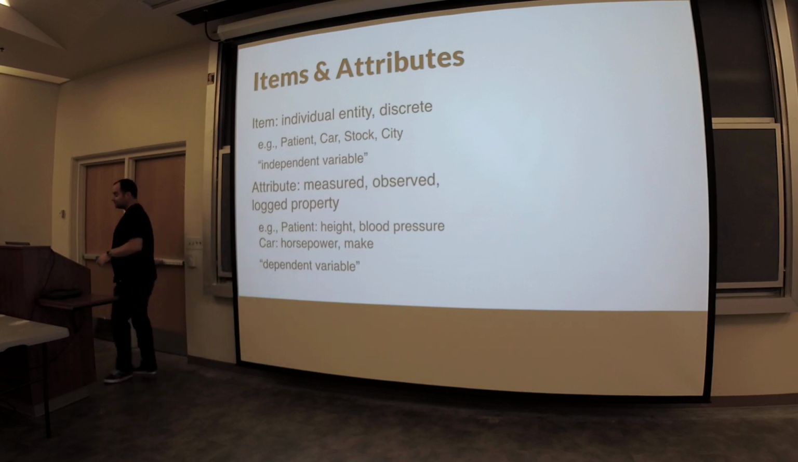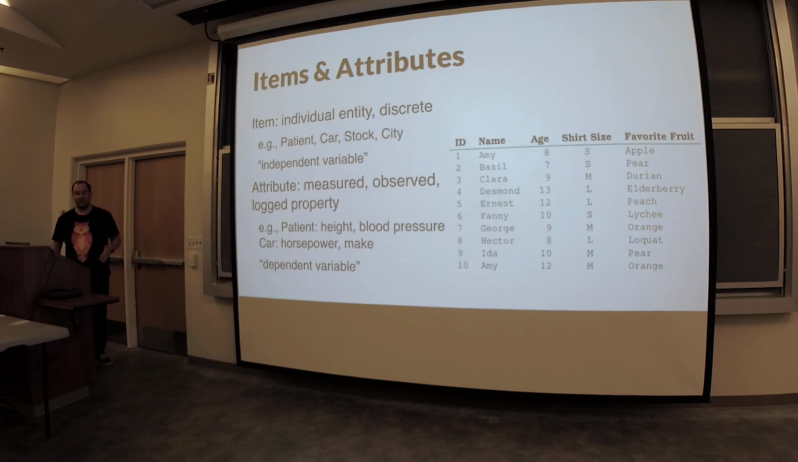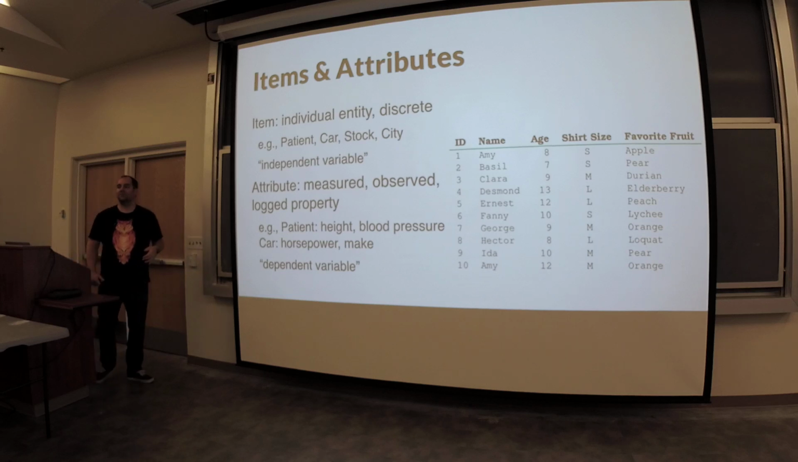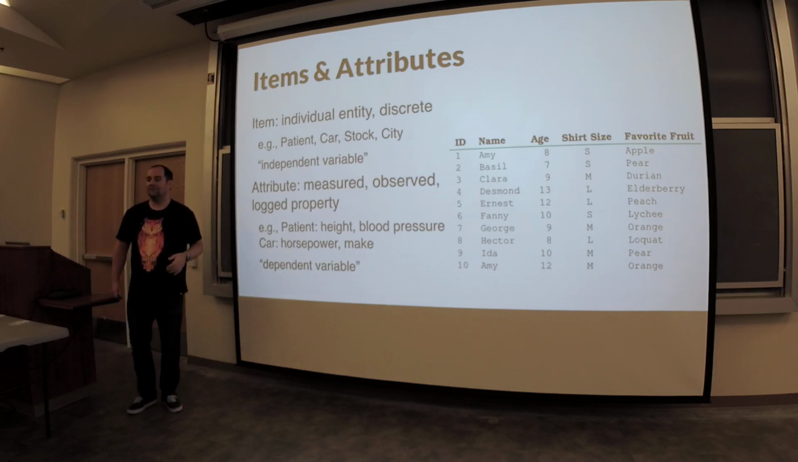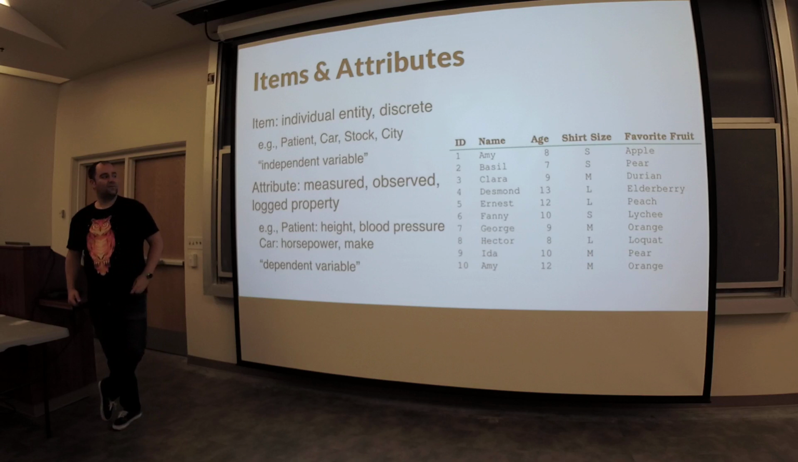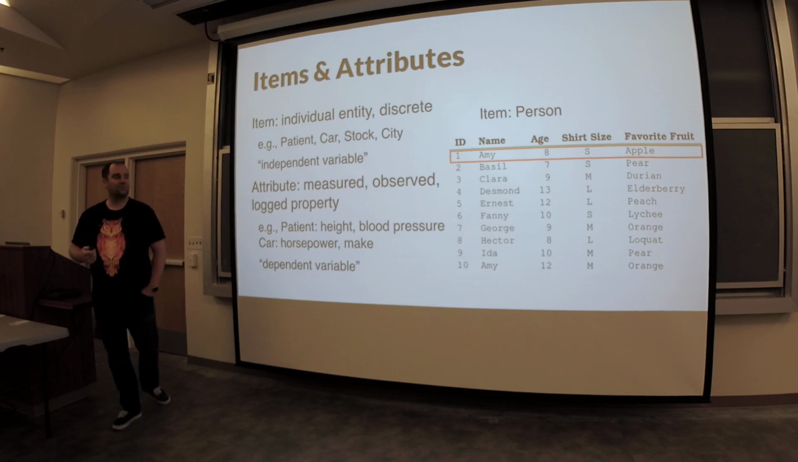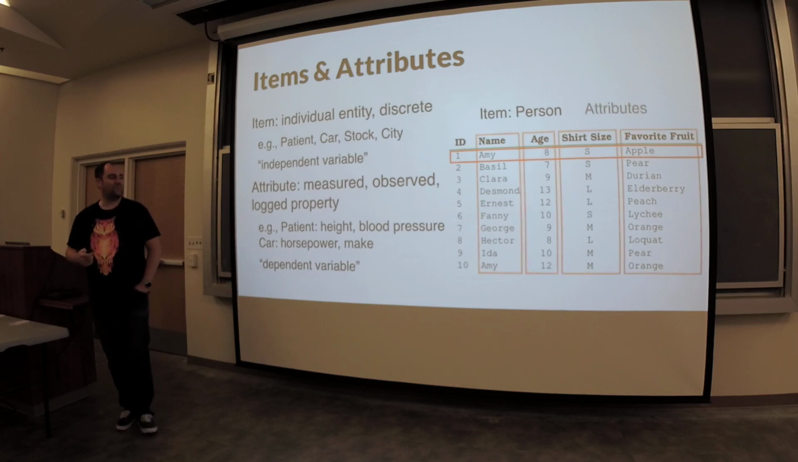And so here, what are our items? Your item is your ID. The items are not the IDs. It's the person, right? It's not the one field here, it's the concept of who they are. Each row corresponds to an item, and each row here corresponds to a person. And the attributes are name, age, shirt size, favorite fruit. So these are our attributes here.